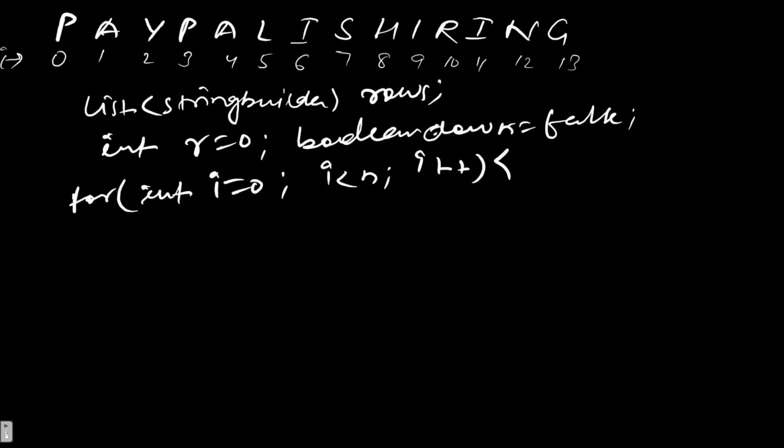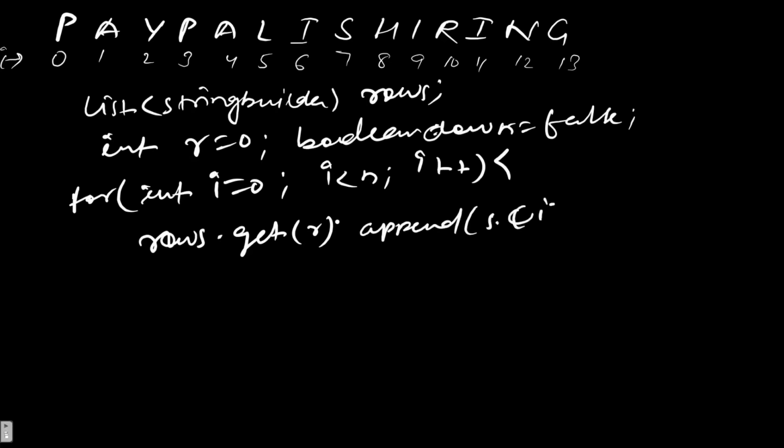So for rows dot get r, we will be appending the current character. It will be like get r dot append s dot charAt i.